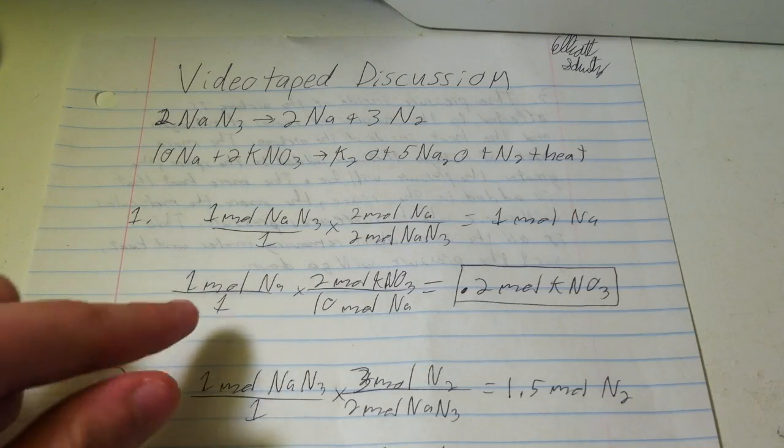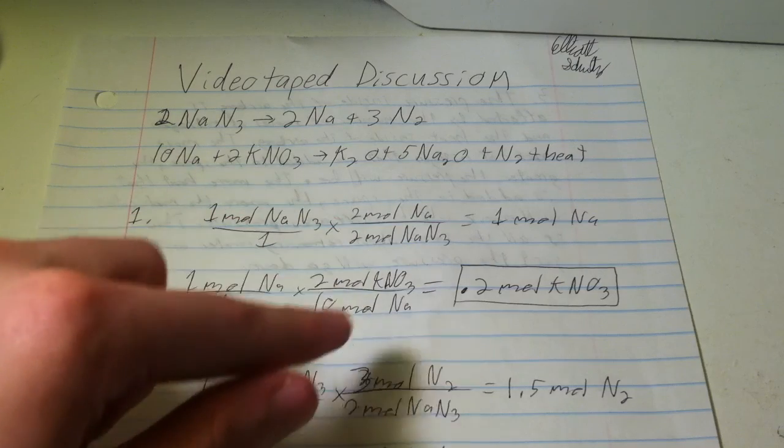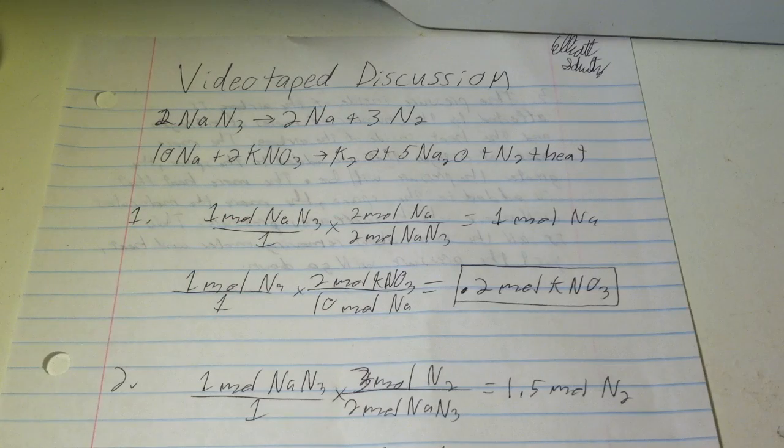So 1 mole of Na times 2 moles of KNO3 over 10 moles of Na gives you 0.2 moles of KNO3. So you're going to need 0.2 moles of KNO3 to completely use up the sodium produced by 1 mole of NaN3 decomposing.